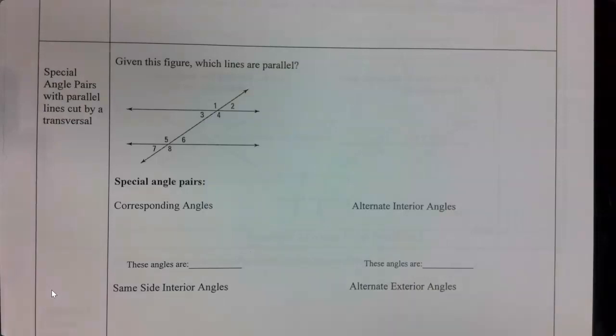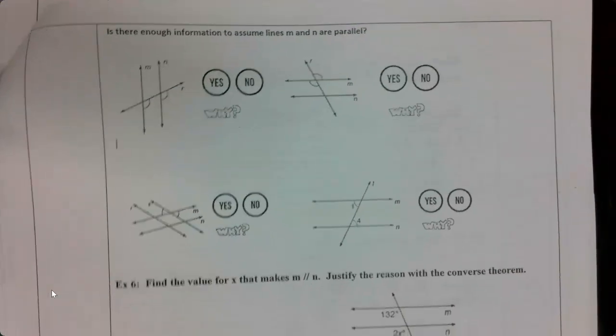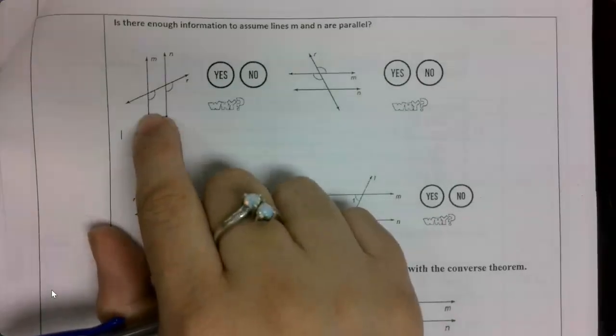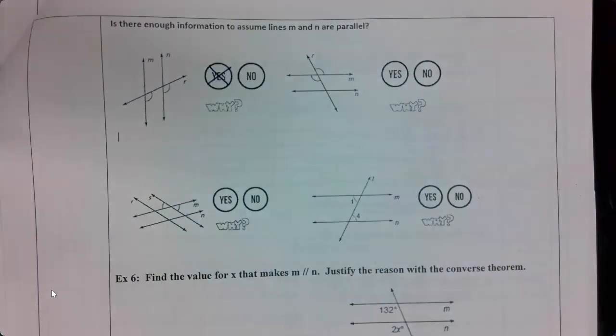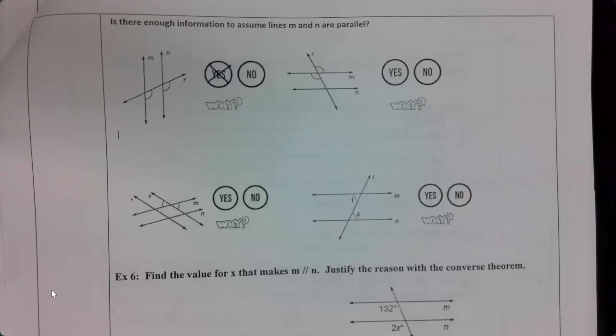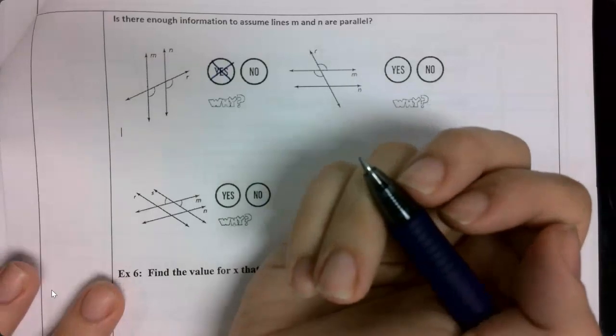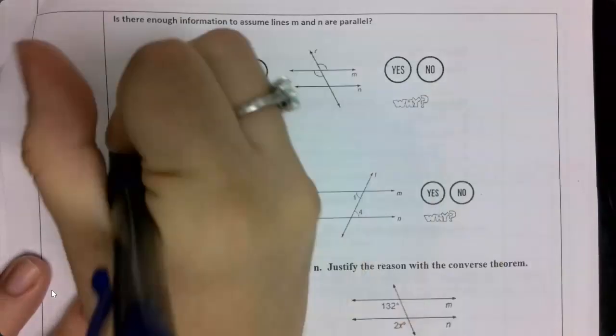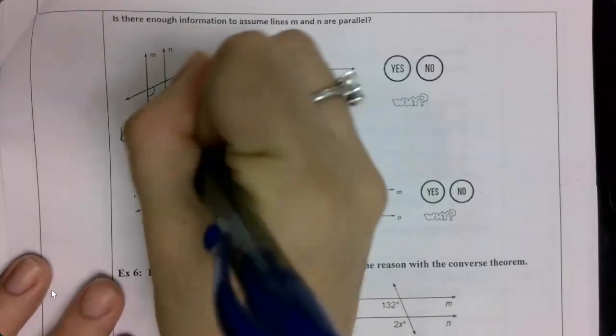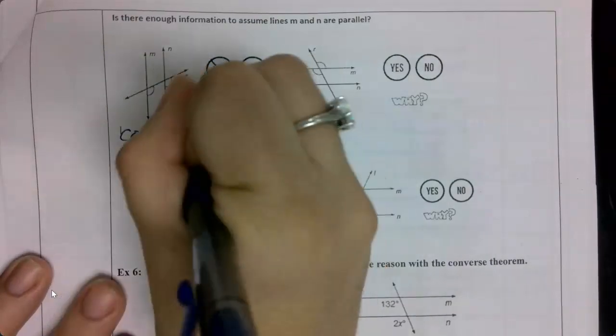On these next ones, it wants to know if there's enough information to decide if the lines are parallel and then say why or why not. So on this first one, can I say that these two are parallel? Yes. What kind of angles are those? They're in the same spot on both lines. Corresponding. So this is the corresponding angles converse. I'm going to make sure you're taking notes.